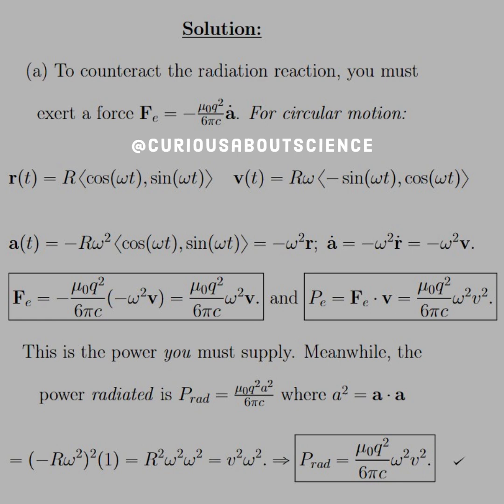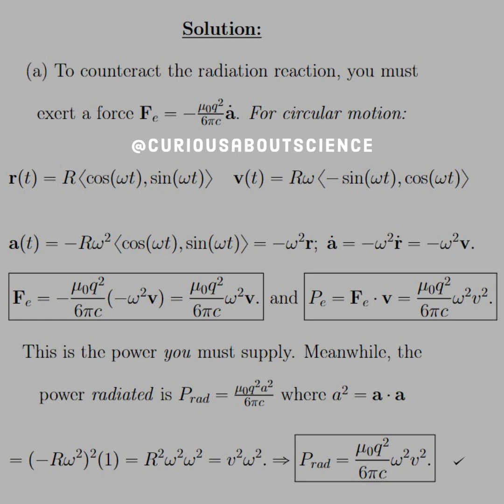Take the derivative to get velocity. Take the derivative to get acceleration. What we see is that the acceleration is equal to negative omega squared r. So then a dot is equal to negative omega squared r dot. But we know that r dot is just the velocity. So a dot is equal to negative omega squared v, similarly to how a is equal to negative omega squared r. Much simpler to deal with. So if that's the case, if we plug in the negative a dot, Fe gives us mu naught q squared over 6 pi c, omega squared v. Notice that the negative signs cancel.